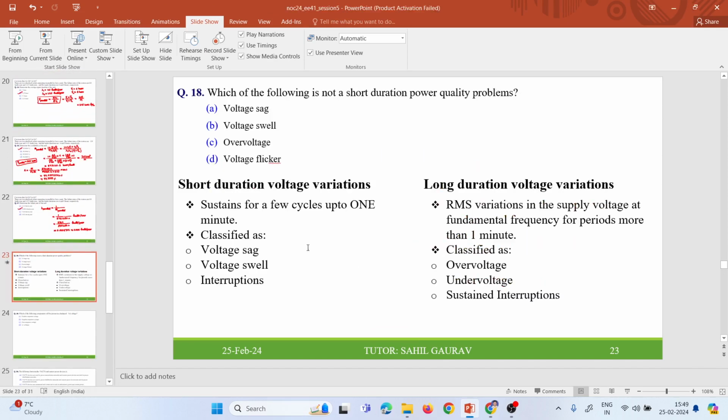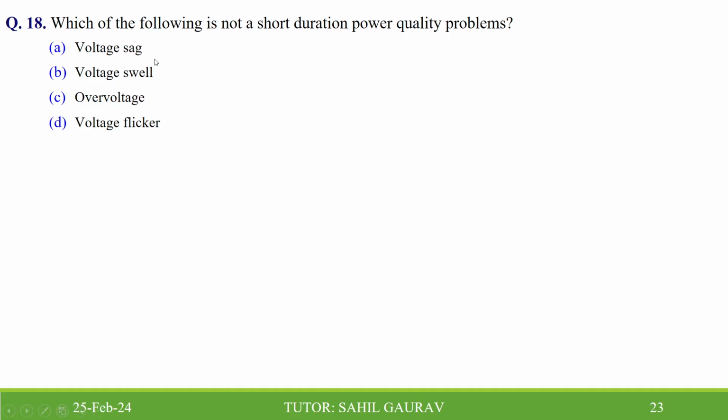And now moving to the next problem, problem 18. Which of the following is not a short duration power quality problem? Just we have covered. Just tell me fast. Over voltage, yeah, over voltage. Very good.